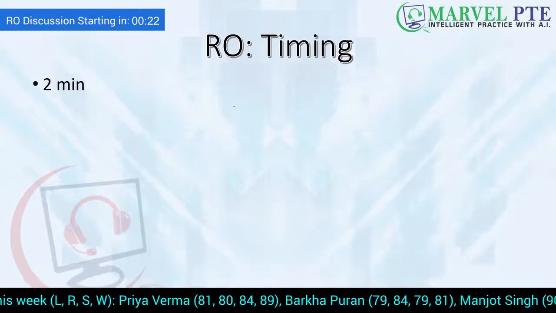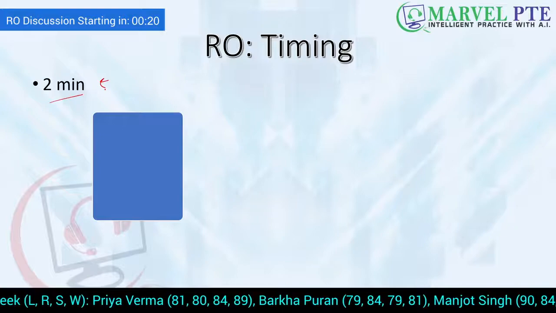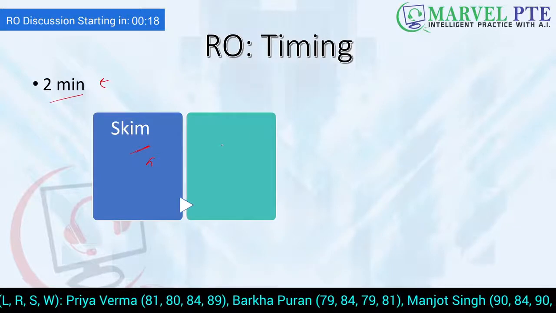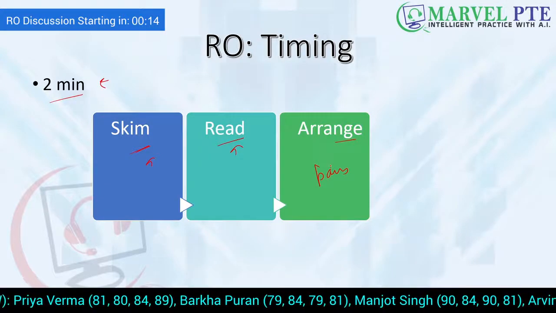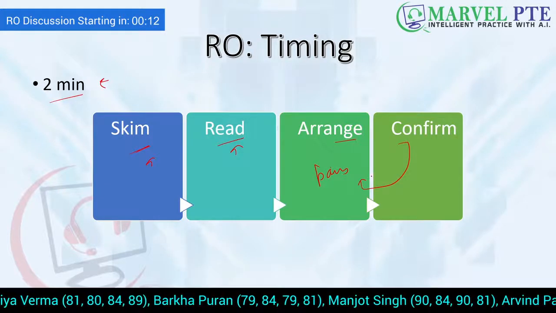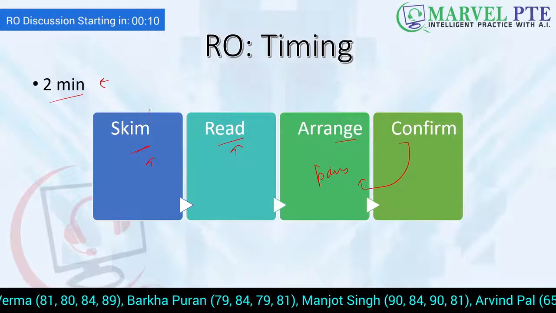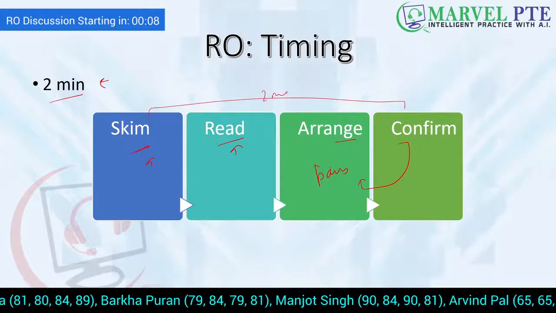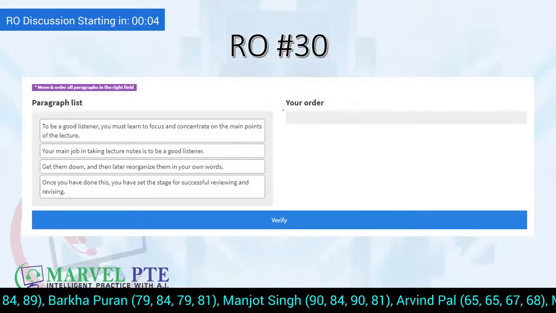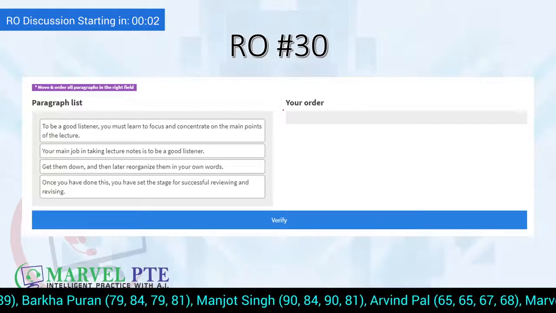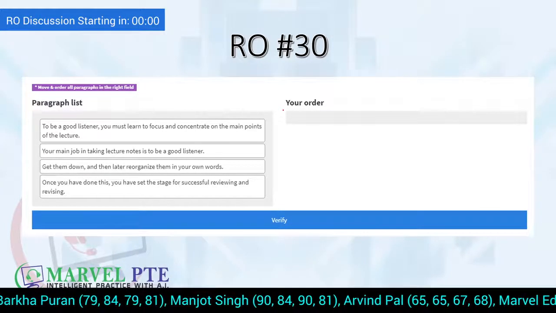You have to solve your reorder paragraphs within 2 minutes, and in that you have to first skim it, then read the content, then arrange the pairs, and then proofread or confirm the pairs. All of this has to be done within 2 minutes. Okay, and this is today's topic. As usual, I'm going to give you 30 seconds to skim through this, and then we are going to discuss it.